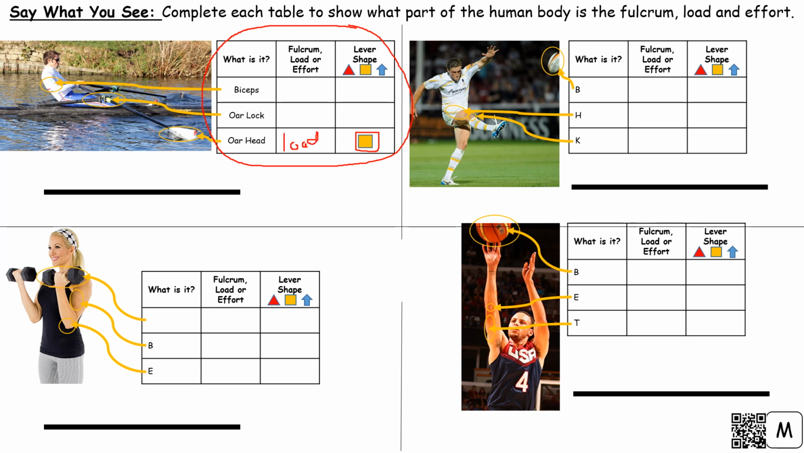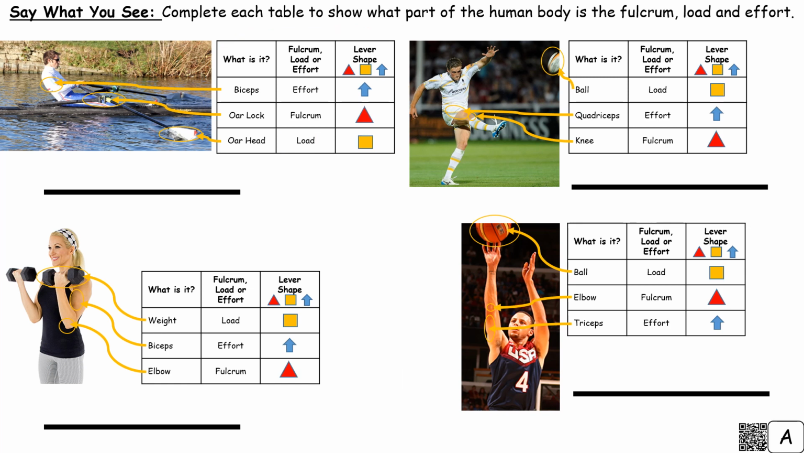Okay, your job now is to work out whether the biceps is at the fulcrum or is it the effort, and whether the oarlock is the fulcrum or the effort, and then to fill in the correct or relevant shape associated with the biceps and the fulcrum or the effort. You're then going to repeat that for the table for the rugby kicker, the picture of the girl doing the bicep curls, and the basketball player taking a set shot. Okay, pause your video and do that now, please. When you've finished, just press play.